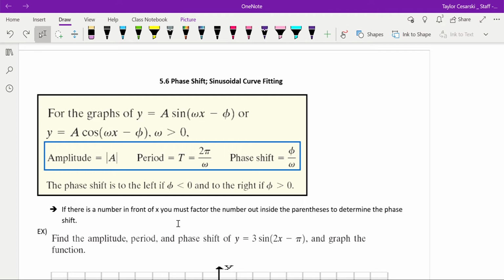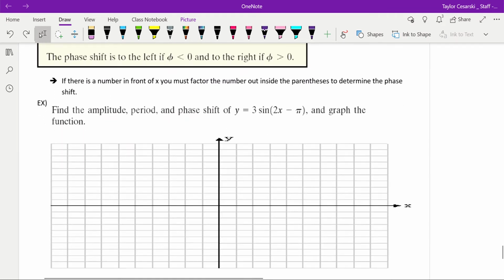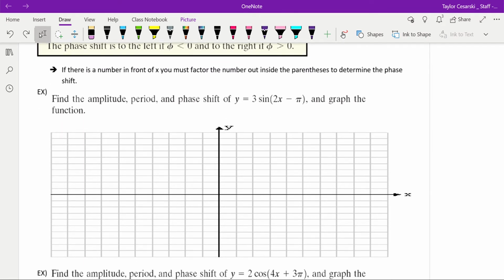Alright, so for this first section, it's pretty much what we've been doing before. It's just adding a phase shift, which is left and right, and analyzing what that looks like, but it should be very similar. So we're going to graph the first one, and then we're just going to analyze the second one.